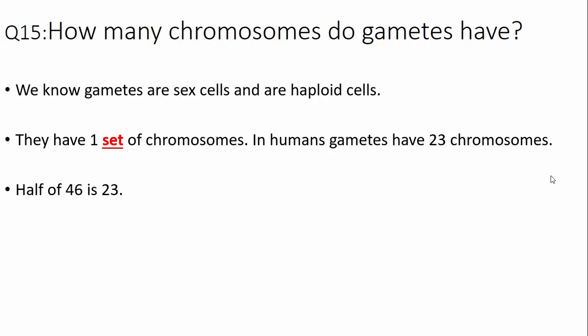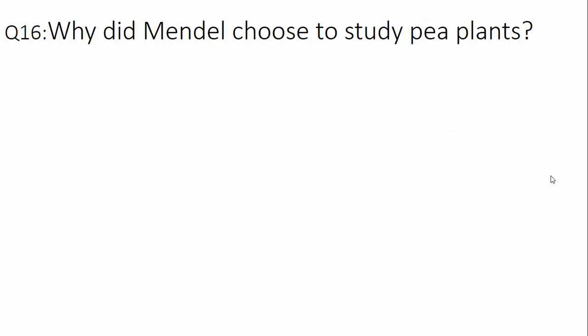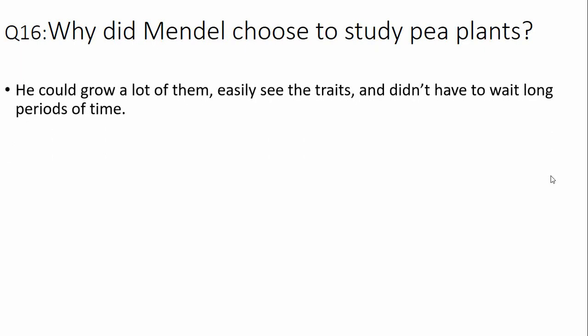All right, almost done. We only got 4 questions left. 16, why did Mendel choose to study pea plants? And there's several reasons. He could grow a lot of them. He could easily see the traits, and he didn't have to wait long periods of time for the peas to reproduce. So those are some of the few reasons he chose to study pea plants.